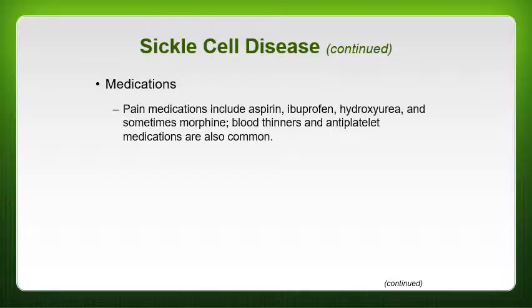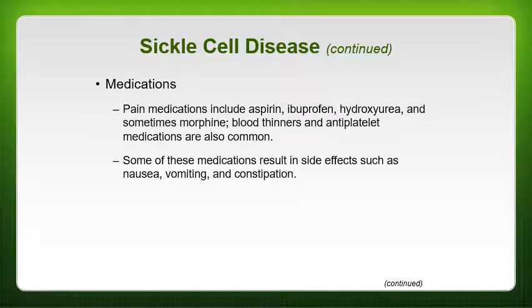So the medications you would see with this, again, a lot of this is going to be based upon the person's symptoms and presentations. You have your pain medications you've seen before. Hydroxyurea and sometimes even morphine might be prescribed depending on the level of pain they're dealing with. Blood thinners and antiplatelet medications are common, again, to prevent clot formation.